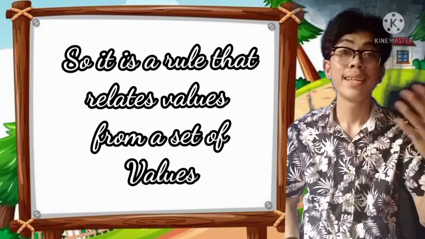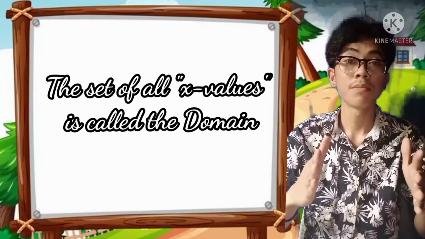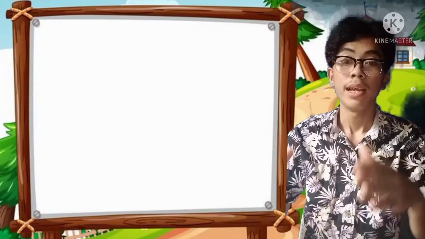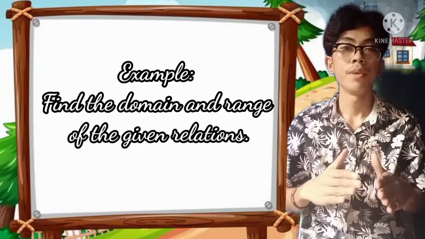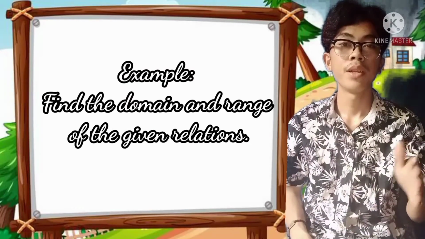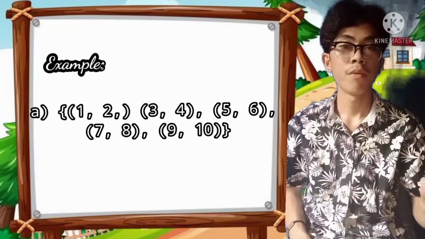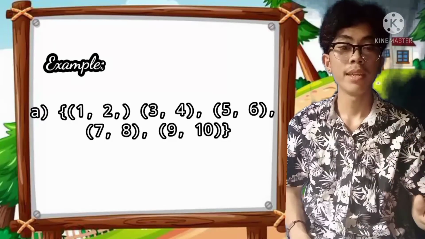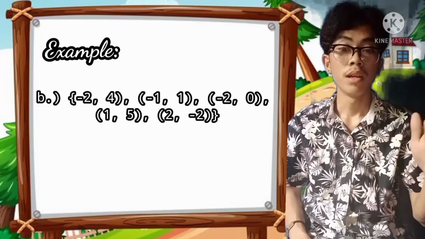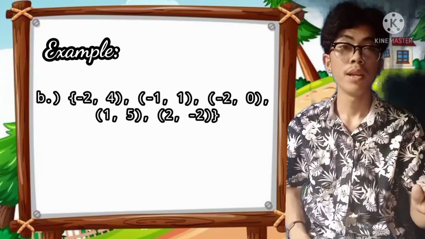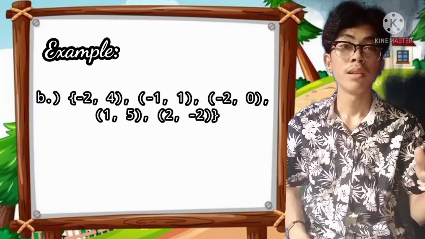So it is a rule that relates values from a set of values. The set of all x values is called the domain, and the set of all y values is called the range. Example: find the domain and range of the given relation. In the given relation A: 1, 2, 3, 4, 5, 6, 7, 8, 9, 10. In the given relation B: negative 2, 4, negative 1, 1, negative 2, 0, 1, 5, 2, negative 2.